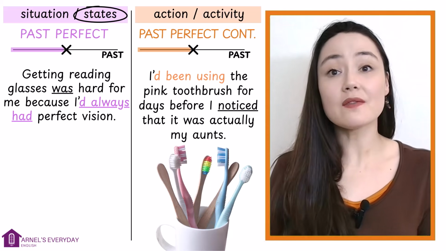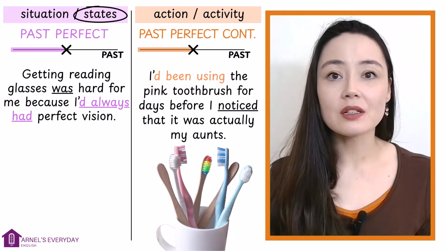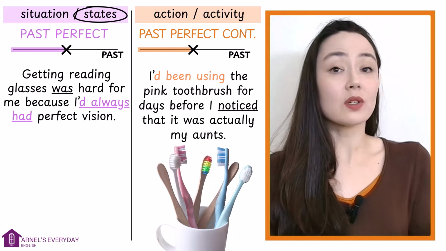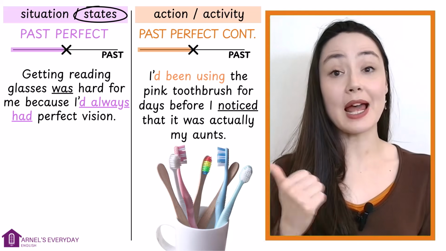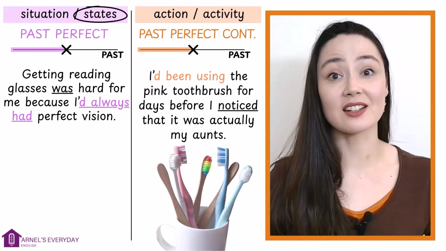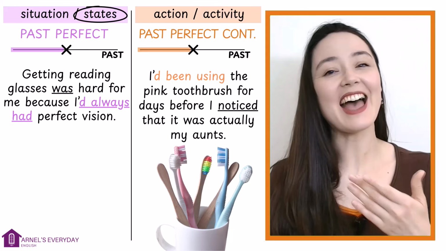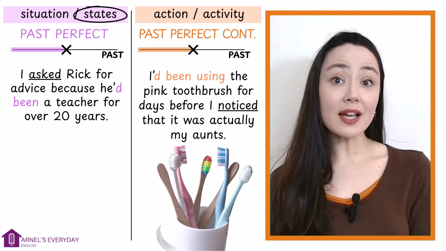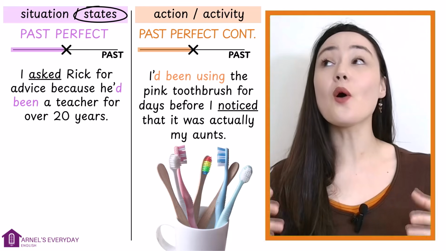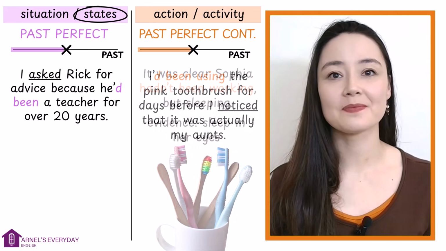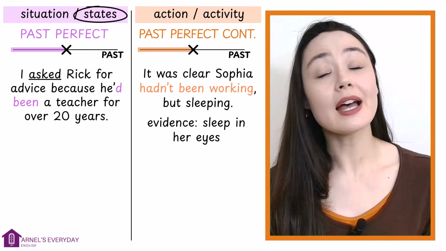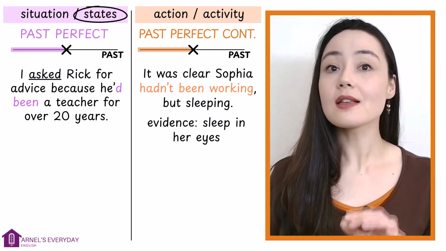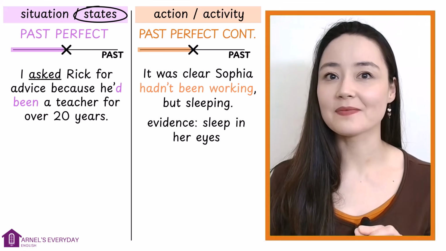Having perfect vision isn't an action, it's a state. You have perfect vision or you don't. Using someone else's toothbrush is an action. You can do it again and again. I asked Rick for advice because he'd been a teacher for over 20 years. It was clear Sophia hadn't been working, but sleeping. She had sleep in her eyes.